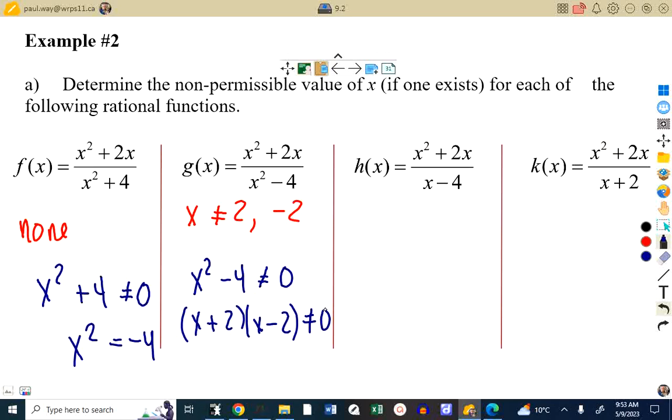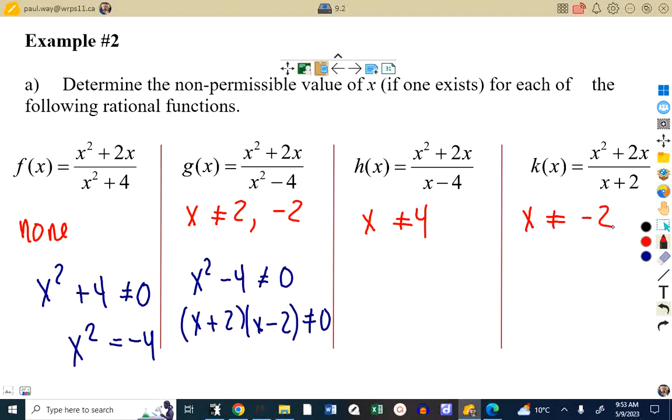We've got a non-permissible value here of 4, and I hope that you would agree we don't need to write anything there. Just by inspection, 4 is the value that makes the denominator 0. And here we have a non-permissible value of negative 2. No problems?